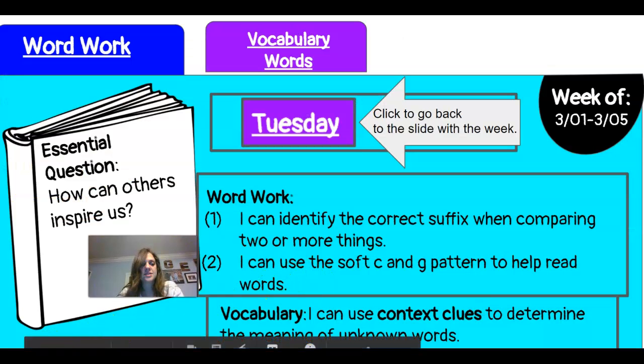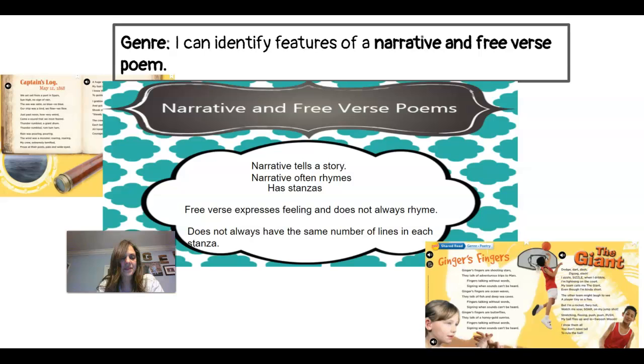All right, 3rd graders. We have just identified features of a narrative and free verse poem. So remember, narrative tells a story, often rhymes, and has stanzas with the same number of lines. Free verse expresses feelings, does not always have to rhyme, it might not rhyme, and does not always have the same number of lines in each stanza. Good luck, third grade. Now you get to use those features to answer the questions in your Reading Wonders backpack.